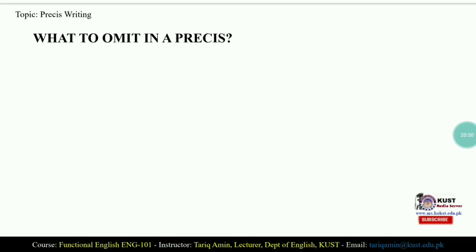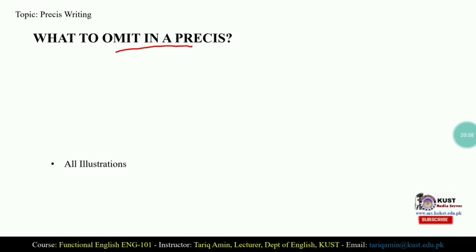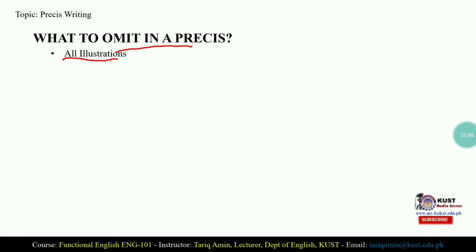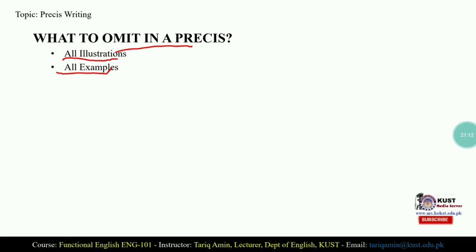Now, what to omit in a précis? What should be omitted? What should not be included in the précis? The very first one is that all illustrations should not be included in the précis. You should omit all the illustrations. And the second point is all the examples should also be excluded. All the examples should also be omitted.